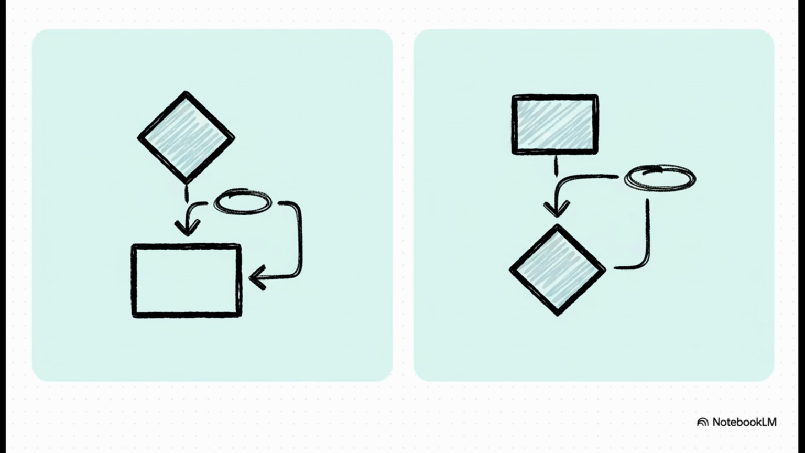Now, the while loop has this cousin, let's call it the do while loop. And the only real difference, the big thing, is when that check happens. So with a regular while loop, you check first and then maybe you run. So if the condition is false right from the get-go, that code never even runs once. But with do while, it's flipped. You run the code once, then you check. And what does that do? It guarantees your code is going to execute at least one time no matter what.